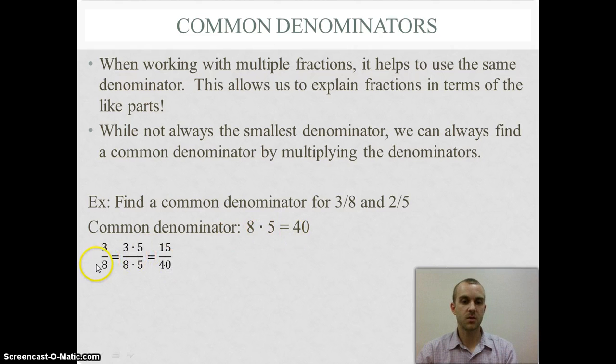We ask ourselves, well, if we had to multiply 8 by 5 to get 40, we multiply the numerator 3 by 5 as well, and that gives us 15. We do the same thing with the 2/5. To get 40, we had to multiply 5 by 8, and if we multiply the denominator by 8, we multiply the numerator by 8 as well, and that gives us 2 times 8, which is 16.